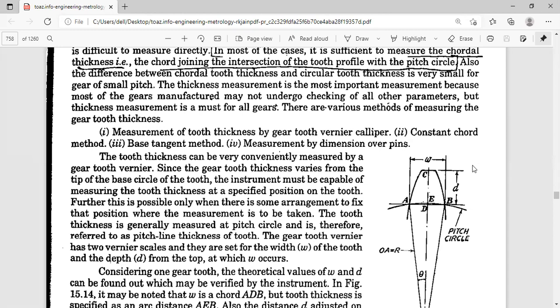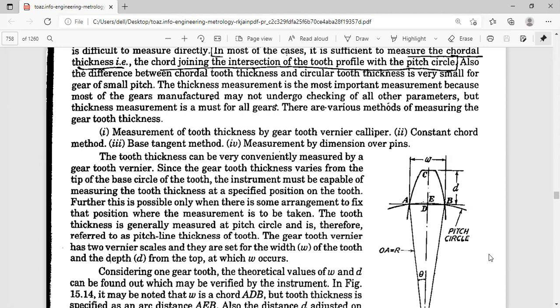Just like machine setting, we have to ascertain the position. And the tooth thickness is generally measured, again I'm telling you, at the pitch circle, not at the base circle. And therefore, it is also known as the pitch line thickness of the tooth. What is the other name for the gear tooth thickness? It is the pitch line thickness of the tooth.